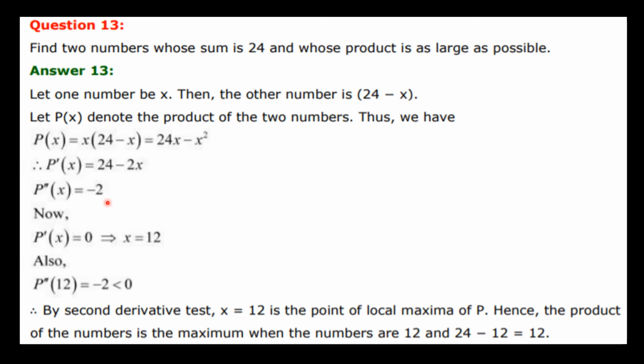Okay, my dear children. So let us find the critical point. What should we do to find the critical point? We had to solve the equation p dash of x is equal to 0. Do you remember these steps, my dear children? Right. So what is p dash of x? 24 minus 2x. So 24 minus 2x is equal to 0. We write that equation.